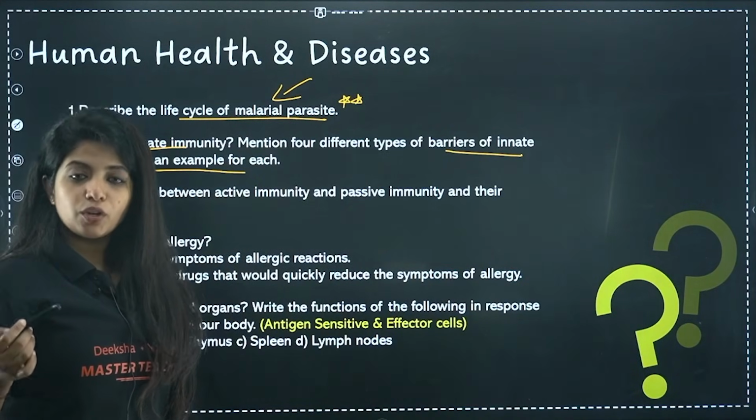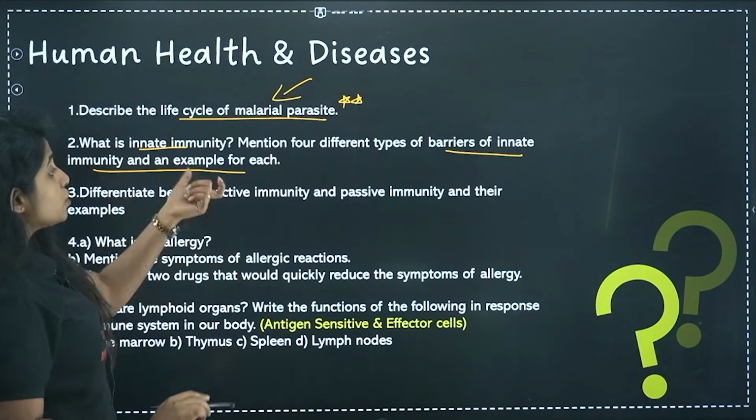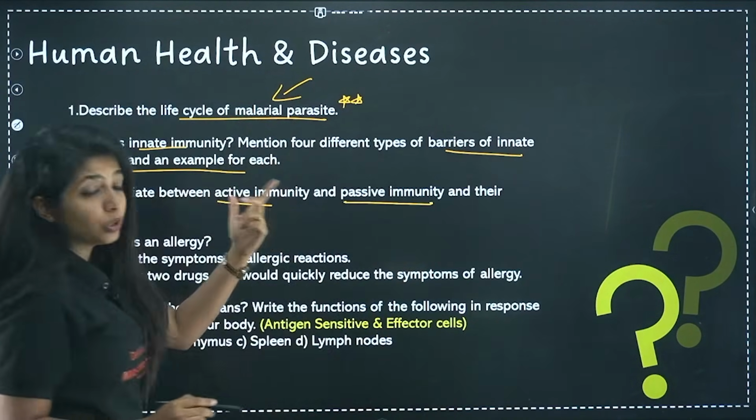What do you call physical, physiological, cellular, and cytokine barriers? All of them, please know them. Differentiate between active and passive immunity. This is also a question.